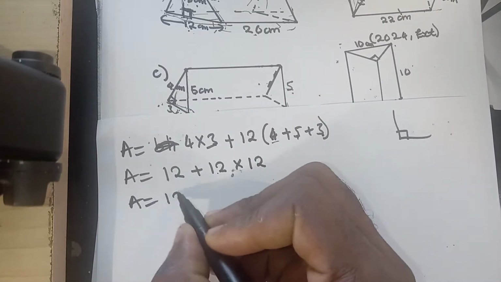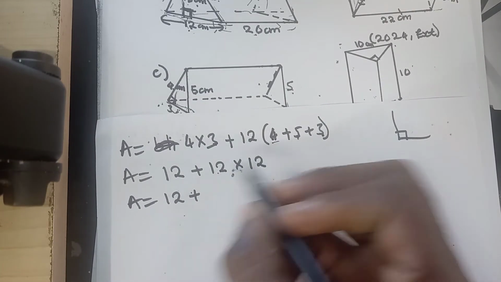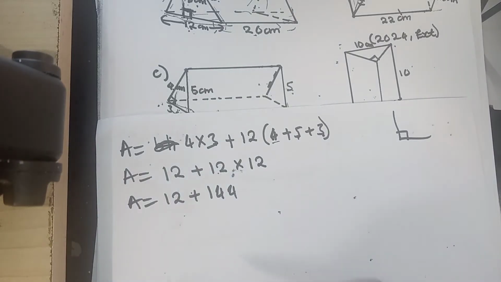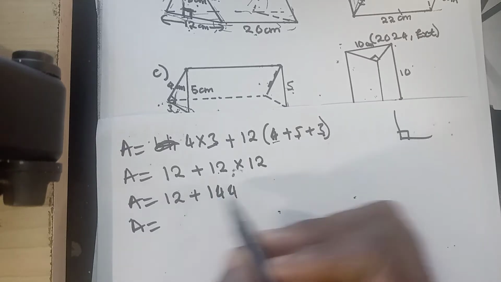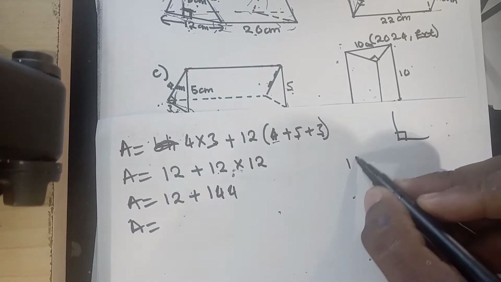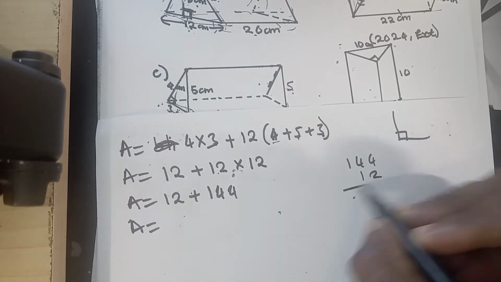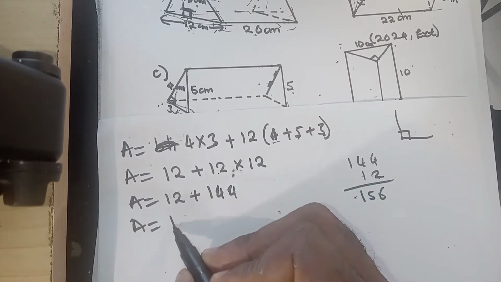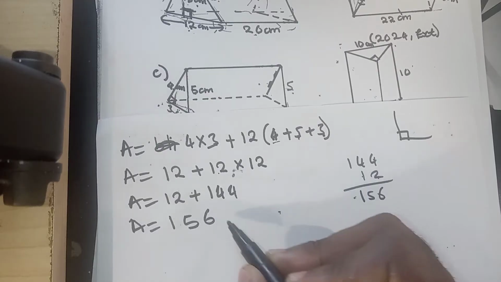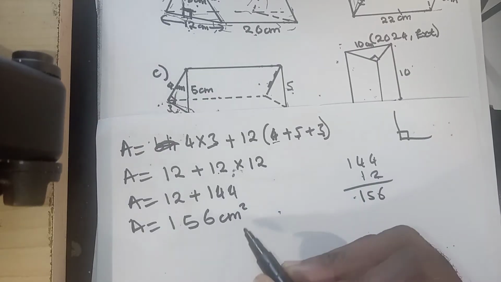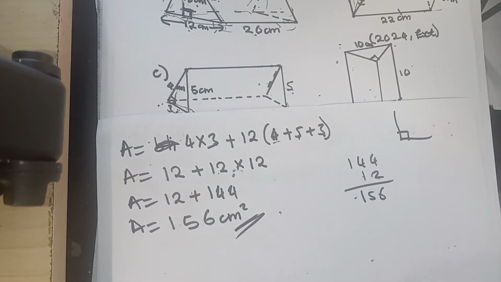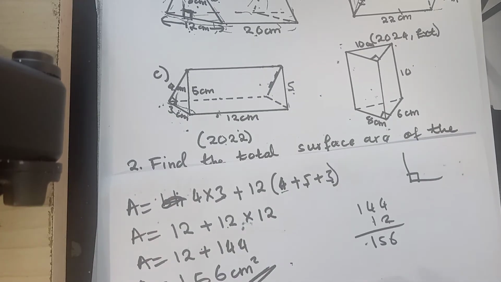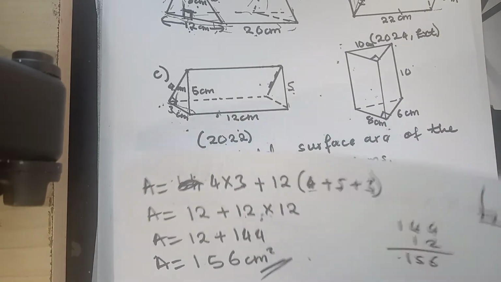And then this is a very famous product. 12 times 12 is equal to 144. And then your total surface area will therefore be 144 plus 12. This plus this is 6, this plus this is 5, and then you have a 1 there. So this is 156 square centimeters, and you are done. So it's this easy. And then lastly, we have this one here.